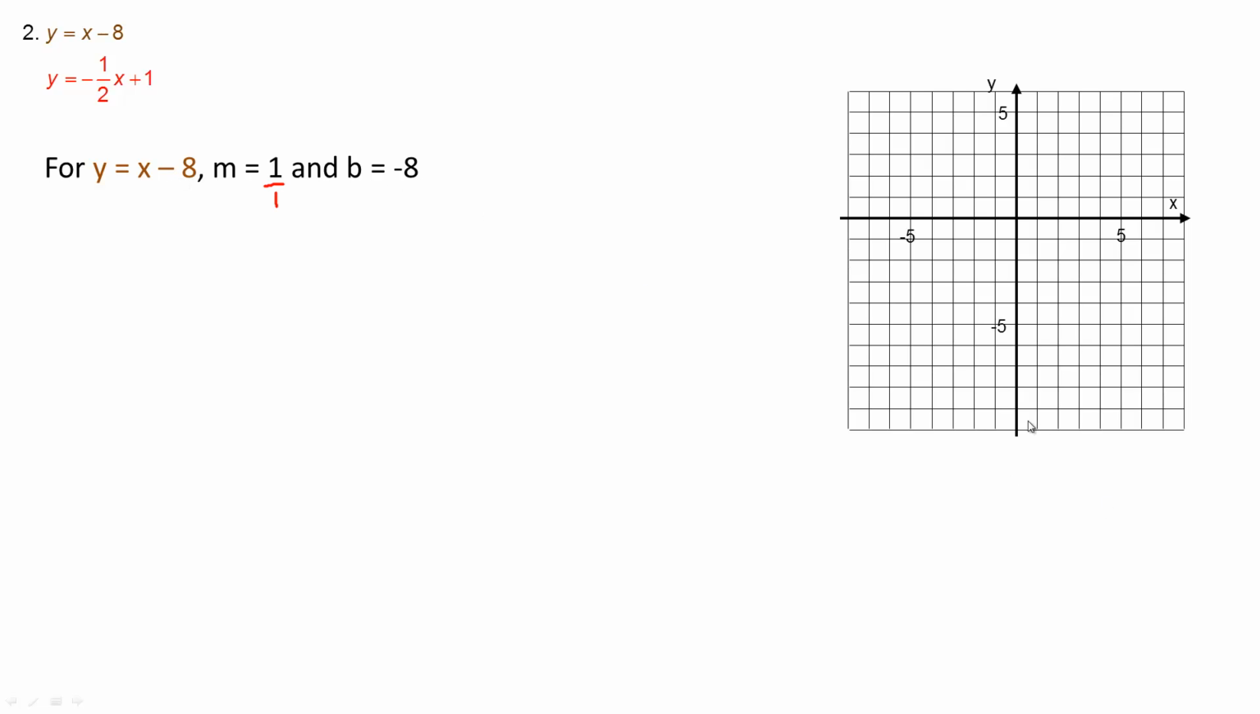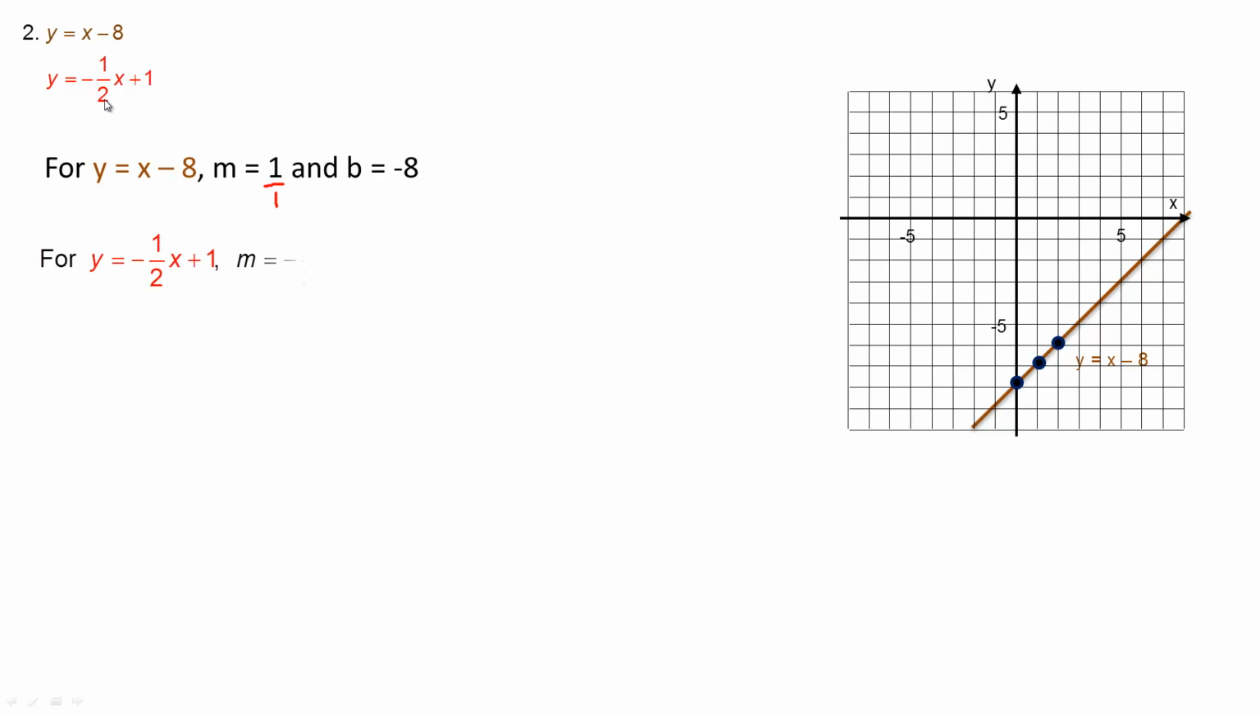and the y-intercept would be the negative 8 here. So we'll put a dot down here at negative 8, that's where we'll start, and if the slope is 1 over 1, so we go up 1 over 1, up 1 over 1, and we can draw our line. So that's y equals x minus 8.